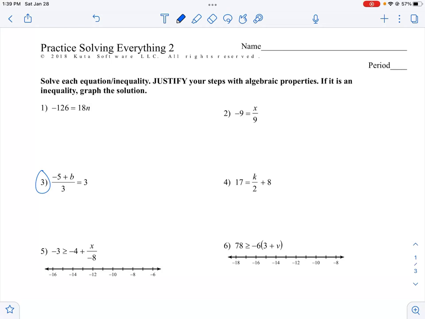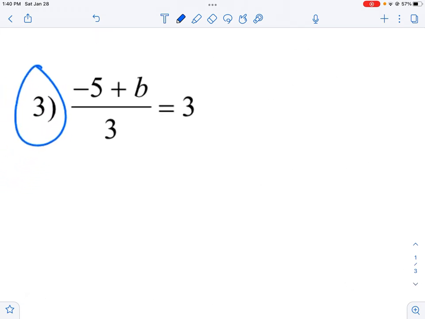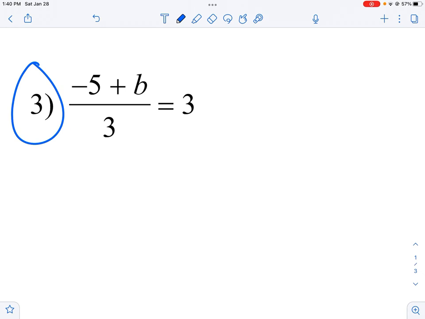Hello, ladies and gentlemen. We're going to have a little lesson where we practice solving all sorts of stuff that we've been meaning to solve for a while. This is practice solving everything, too. It does say to solve each equation or inequality and to justify yourself with algebraic properties. It might have been a little while, but here's what you got to do.